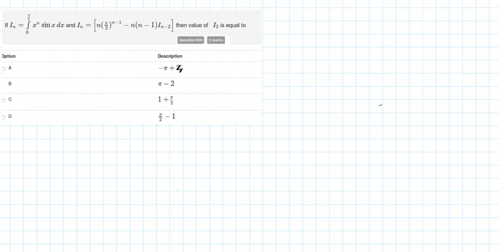So the question is, the In is given. We will write In first: integration 0 to pi by 2 x raised to n into sin x dx, and they have asked the value for I2 if the reduction formula for In is given to you. Now we need to find the value for I2, and In is given, means we need to put n equal to 2 into this reduction formula. So let's put n equal to 2 into the reduction formula.